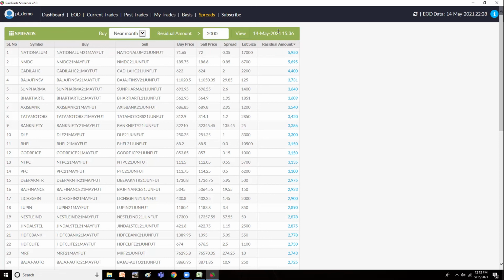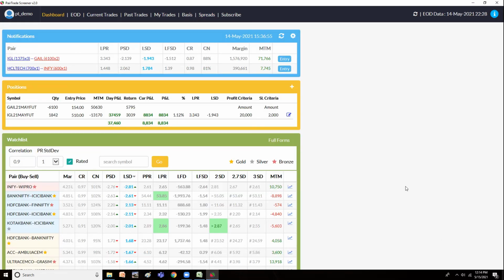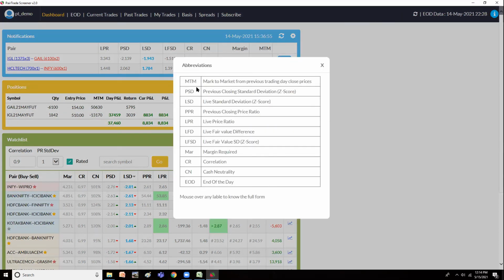But manually doing this might be very difficult because algos have come into the market. If you have doubt in any full forms, you can just click on this full form section and it will display the full forms of all the abbreviations which are given.